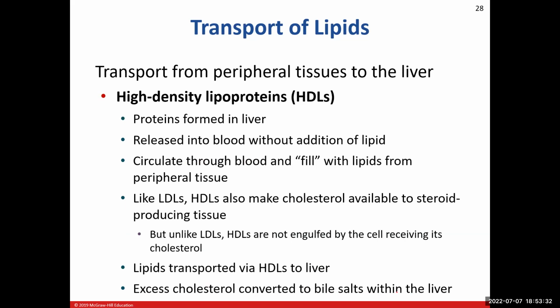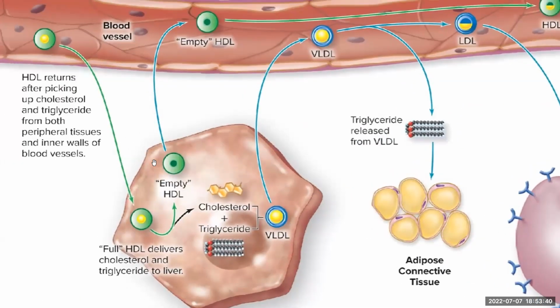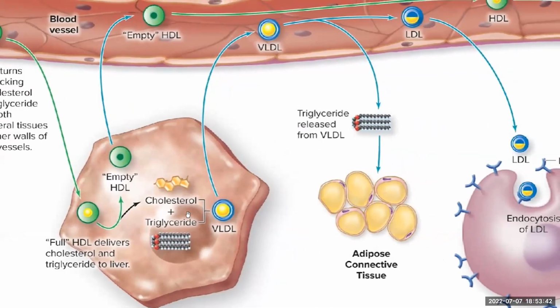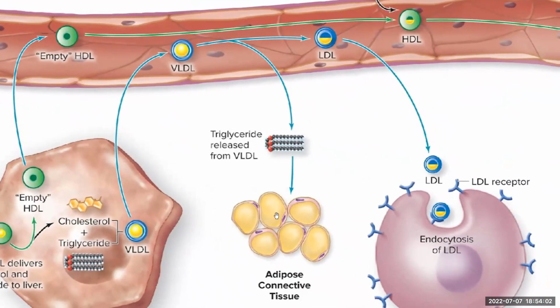Once this happens, I like this picture here that shows the pathway, so let's go through it. Here is our hepatocyte. It's made the cholesterol and it has the triglycerides, so it packages it all up into the VLDL and shoots it out into the blood. The VLDL travels out to the peripheral tissues and comes in contact with the adipose tissue, where it will drop off some of the triglycerides.